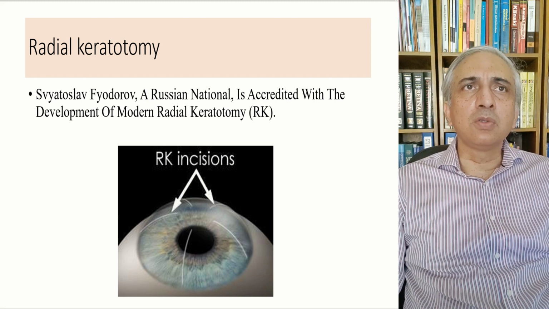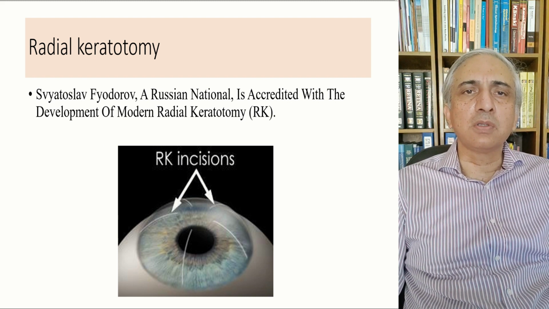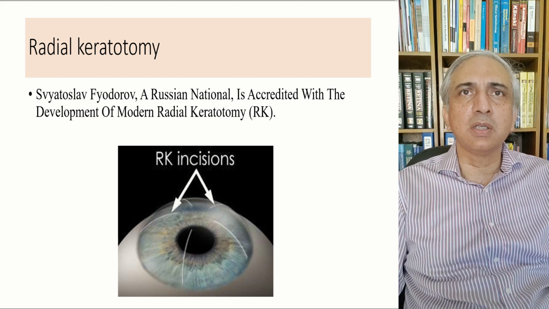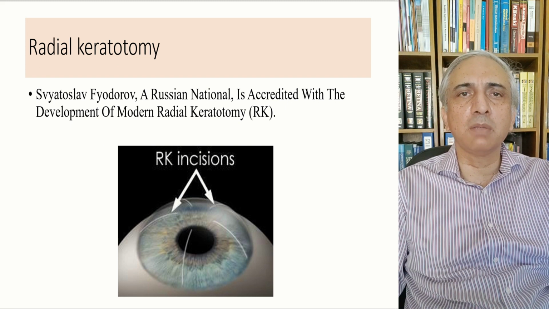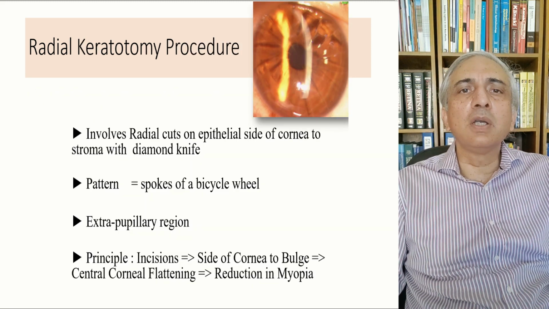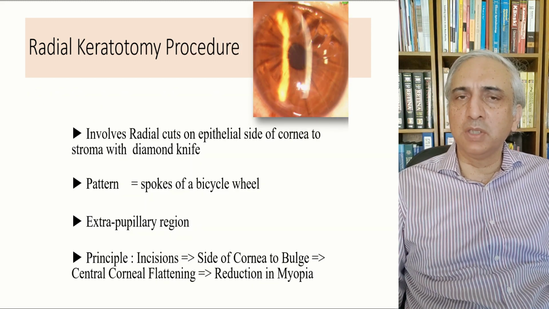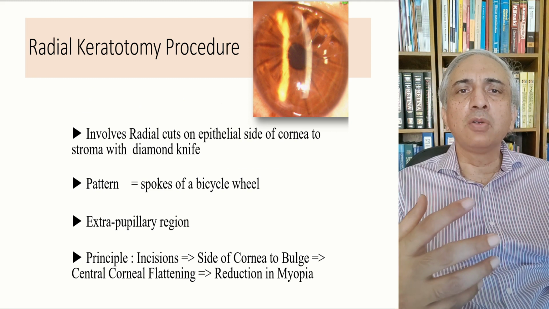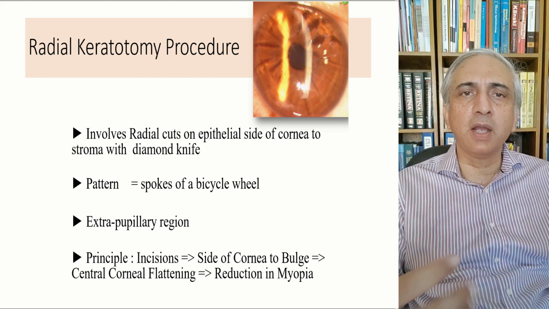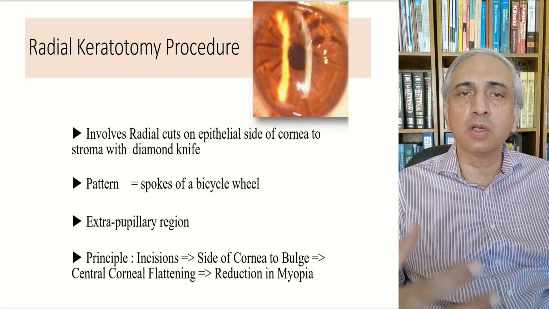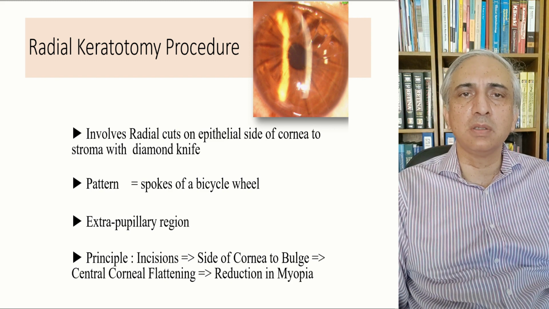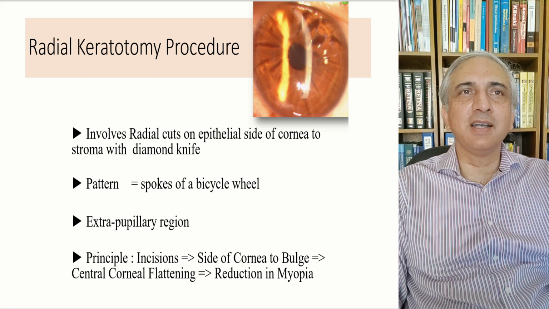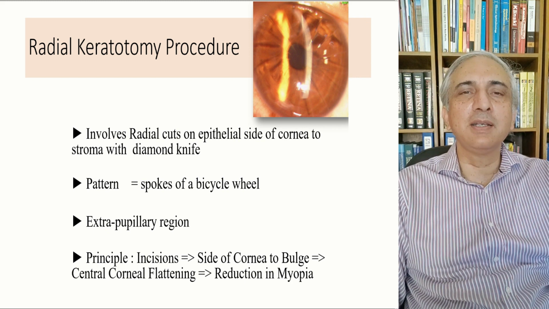Then we come on to radial keratotomy. That was started by Fyodorov, a Russian national, who is accredited with the development of modern RK. Although it's an outdated procedure, you still get MCQs from this, and you need to have an idea about for what refractive error it was used and what sort of problems you used to get with this procedure. So it involves radial cuts on the epithelial side of the cornea into the stroma with a diamond knife.